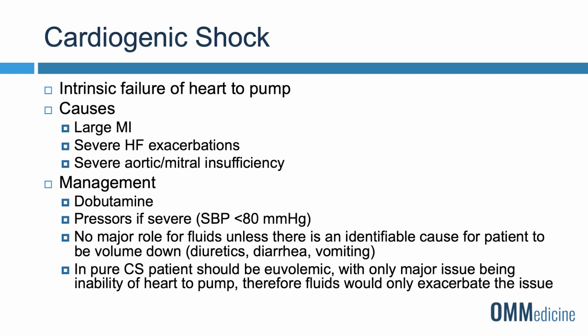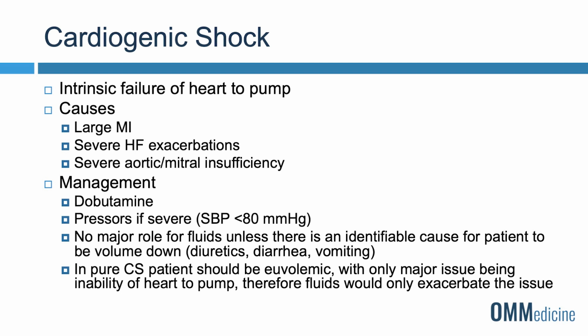So if cardiogenic shock is the inability of the heart to pump blood to the rest of the body, then it should make sense to you that the major causes of cardiogenic shock are going to be those things that cause a direct insult to the heart itself. So the major causes of cardiogenic shock are going to be large myocardial infarctions or heart attacks, severe heart failure exacerbations, or severe aortic and mitral insufficiency, which therefore can result in heart failure and its inability to pump blood.